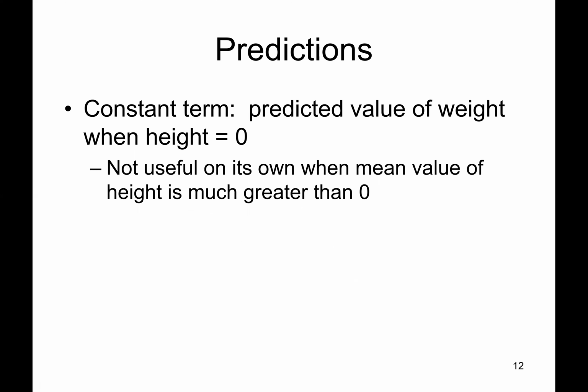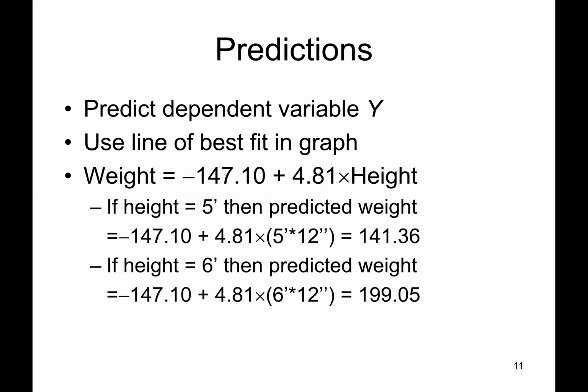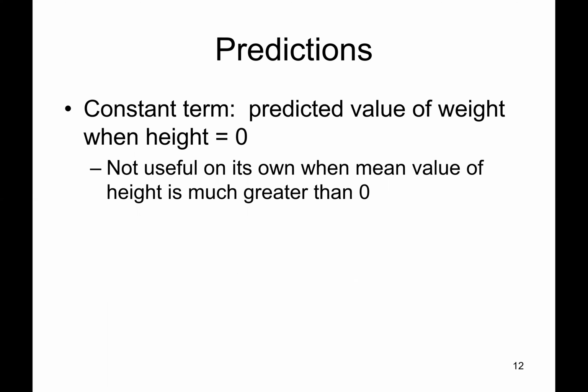So what does the constant term mean? This negative 147 value. That seems a little strange if we're talking about height because, well, how can someone be negative 147 inches? That doesn't make any sense. Kind of the lower bound there is 0. And so this is something where it takes a little bit of just thinking about the intuition here. So this is simply the predicted value of weight when height is equal to 0. Now, I don't know of anybody whose height is equal to 0.